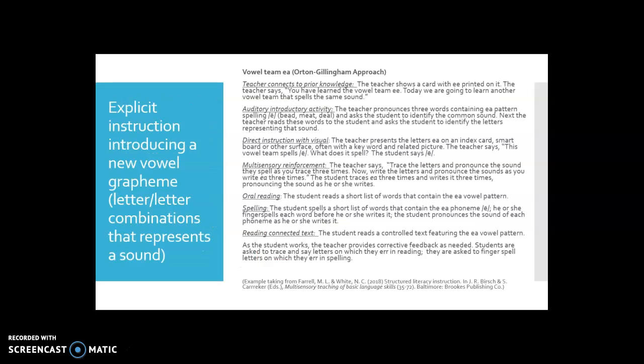Here's another example of explicit instruction, this time in phonics instruction. The teacher is introducing the vowel grapheme, EA saying E. Take a moment to scan over this example and notice the direct instruction and multisensory strategies used directly to teach the EA grapheme saying E.